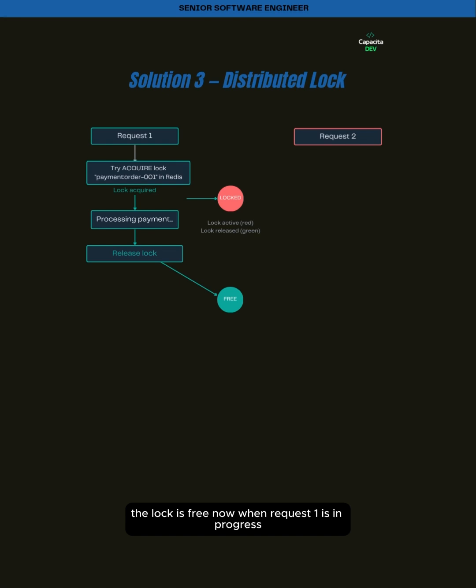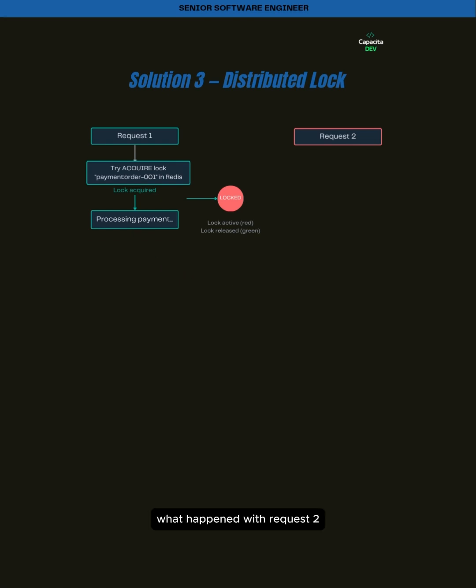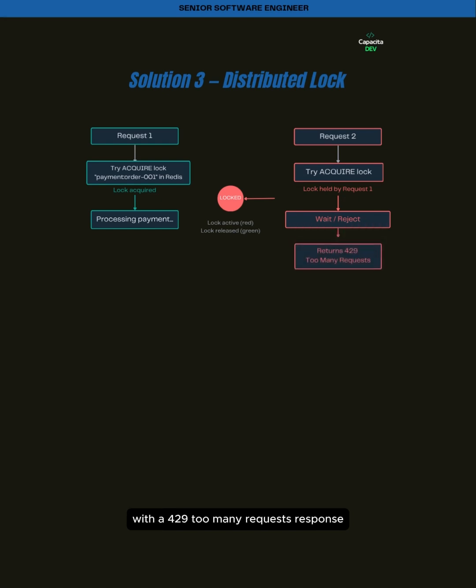Now, when request 1 is in progress, what happened with request 2? Request 2 also calls try acquire lock for the same order, but this time Redis says, lock is already held. Request 2 has 2 options. Wait until the lock is released, or get rejected immediately with a 429 too many requests response. In payment systems, you almost always reject immediately. You don't want a queue of duplicate charges waiting to run.